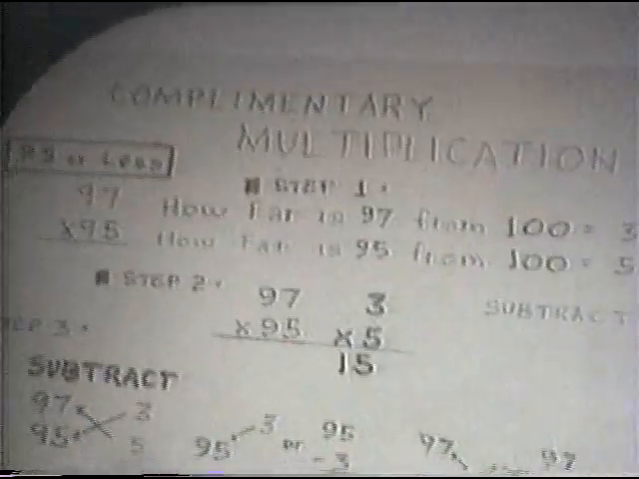Now we're going to get into complementary multiplication. We're multiplying now, but we're not going to use the old method. We're going to use a different way to do things. This is for numbers that are 99 or less.